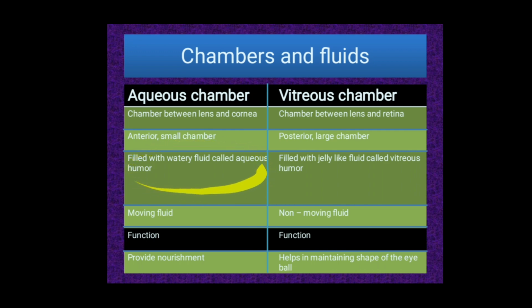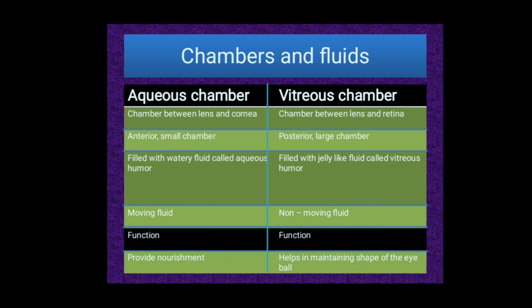Watery fluid means water-like transparent fluid. And it is a moving fluid, and it is formed from the blood. So in the front part of our eye, the blood vessels are very less or very few in number, or we can say the lack of blood vessels. So the front part of the eye must get the oxygen and nutrients that is provided with the help of this aqueous humor. So the function is to provide nourishment.